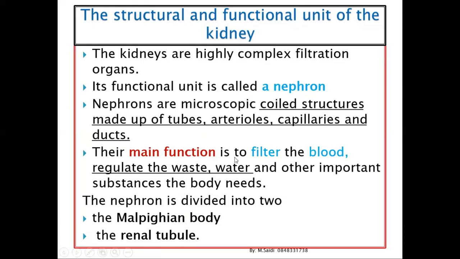The main function is to filter blood so that it reduces the wastes, water, and other important substances that are needed by the body. So it means that these important substances are not being lost through the urine, and then the waste products are being lost through the urine, which leaves the blood very clean. So the nephron is divided into two. You have what is called the Malpighian body, and then the renal tubule.